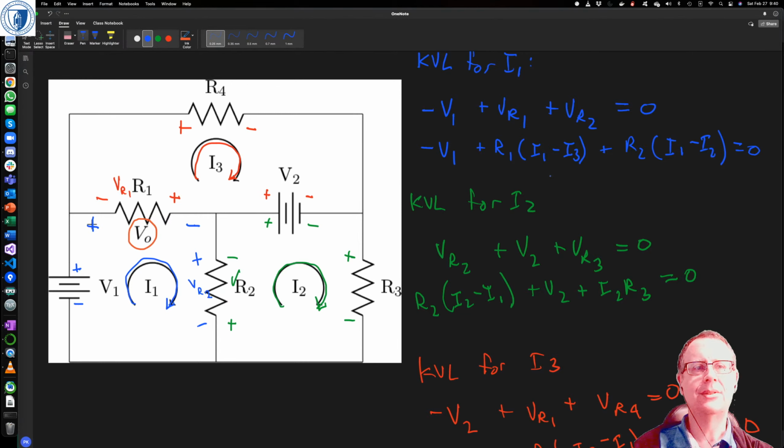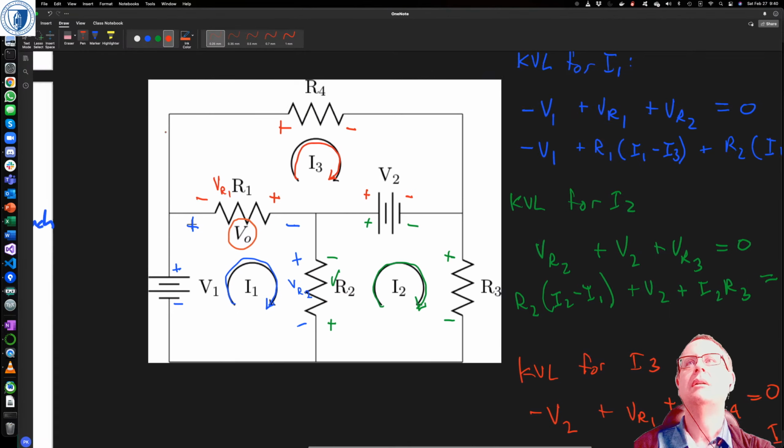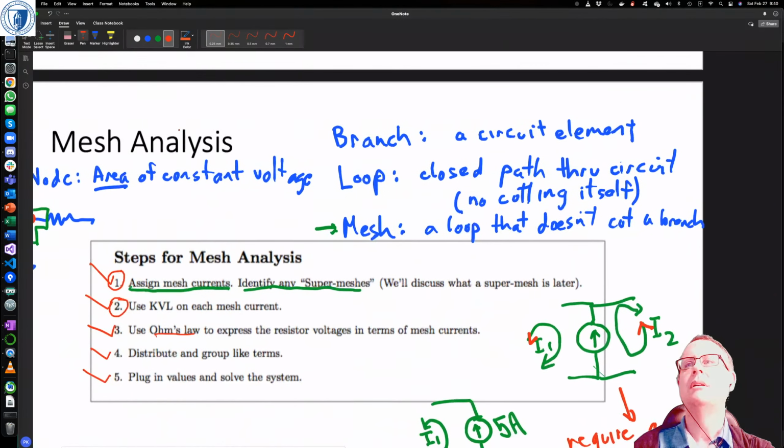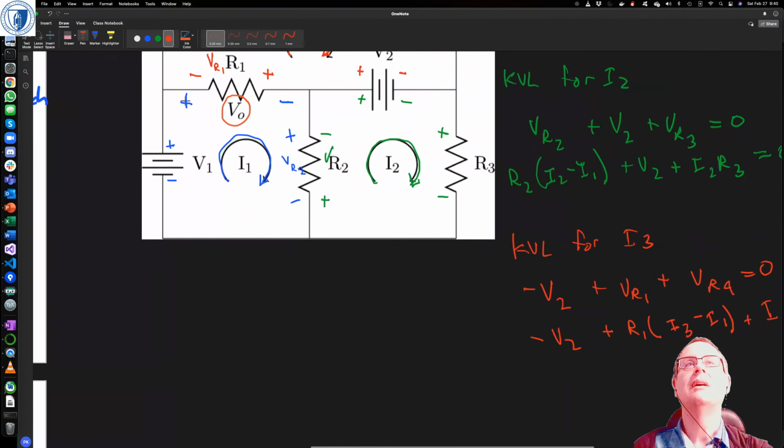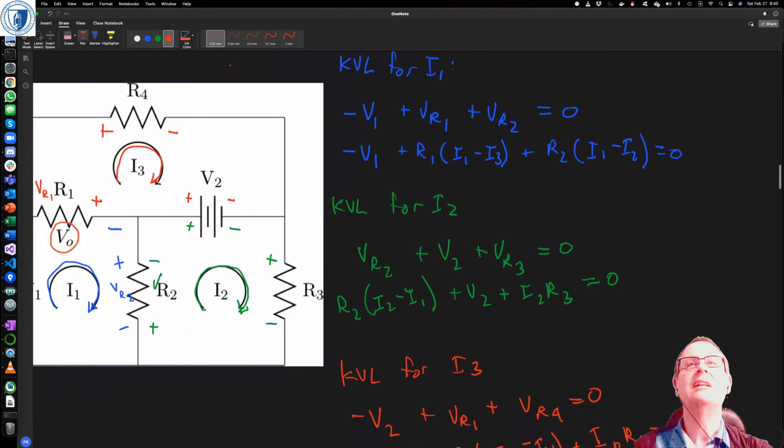And then let's just go back to our algorithm again. Right, so we've used Ohm's law to express the resistor voltages in terms of the mesh currents. And then the last two things are to distribute and group like terms, plug the values in and solve the system. And let's just go back and do at least step 4. I won't have any numbers, so I'm not going to be able to solve the system as such.